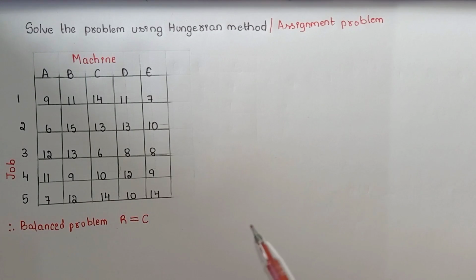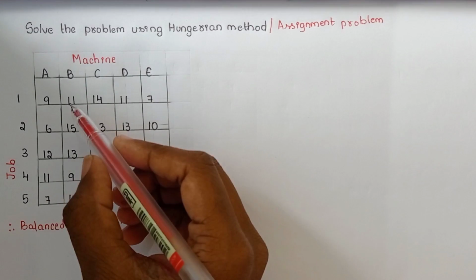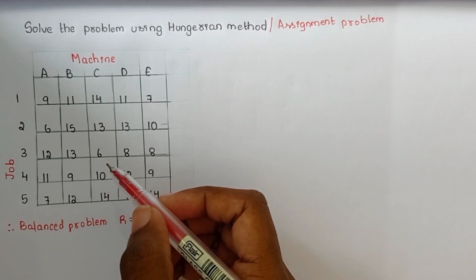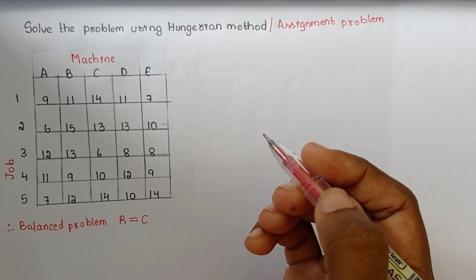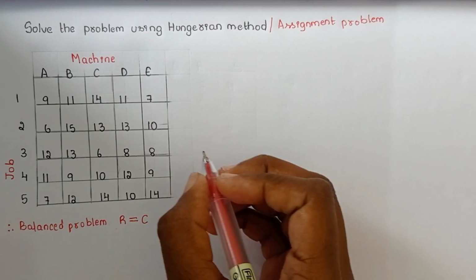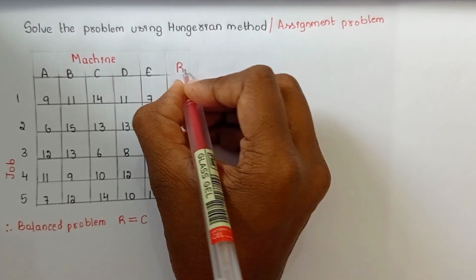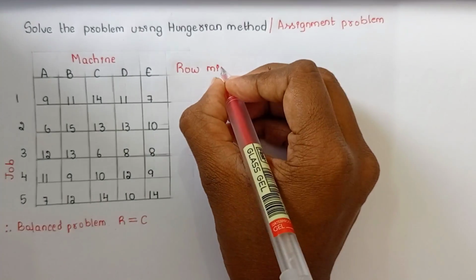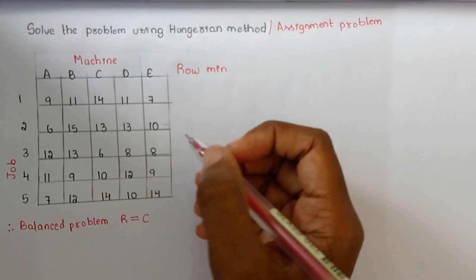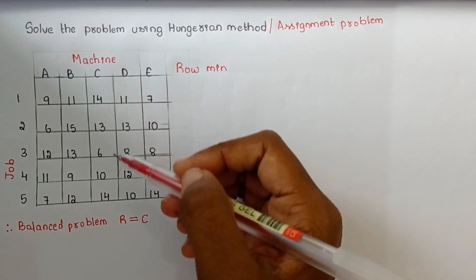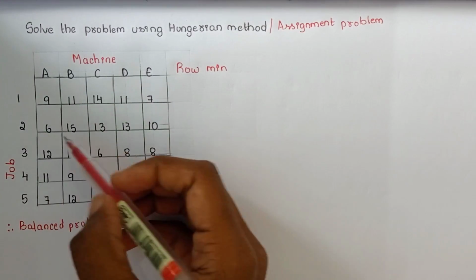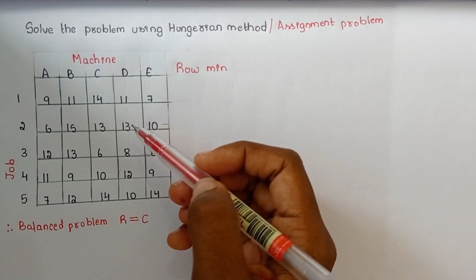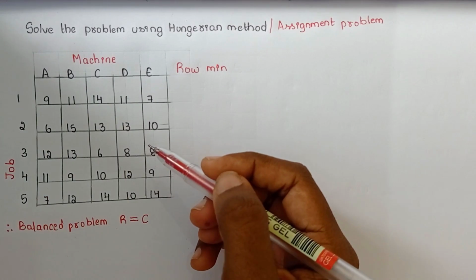So the second step is to identify the minimum values in the rows and the columns. So first let's do the row minimization. Row minimization is nothing but we have to identify the minimum value in each row. So this will be our rows, right? In each row we have to identify which is the minimum value.